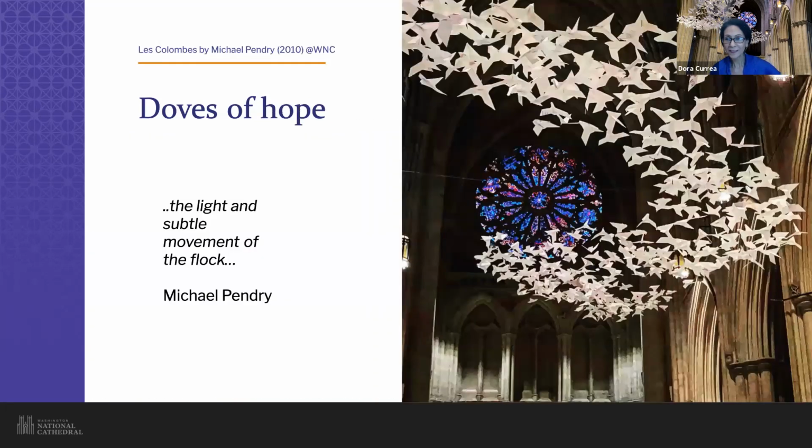And more doves yet again. This flock of doves reminds me of how interconnected we are, of how gracefully we can move when we move in unison. Les Colombes is composed of 2,000 origami doves by German artist Michael Pendry. Symbolizing hope, the doves present us an opportunity for renewal as we work our way out of challenging times.